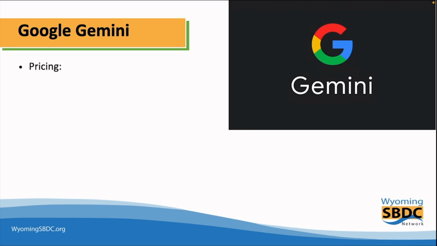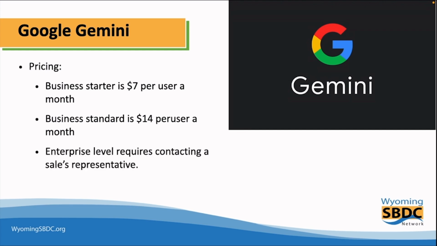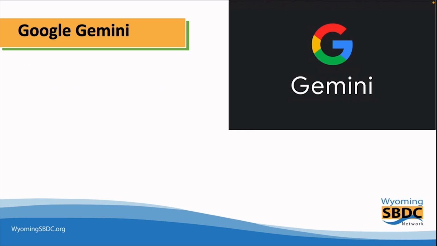So, for pricing, starting off with Business Starter, it's going to be $7 per user per month with 30 gigabytes of storage per user of generated material. Moving up a level to Business Standard, it's going to be $14 per month per user with 2 terabytes of storage of generated content available to each user. And then Enterprise level will require contacting a sales representative for additional pricing and information.